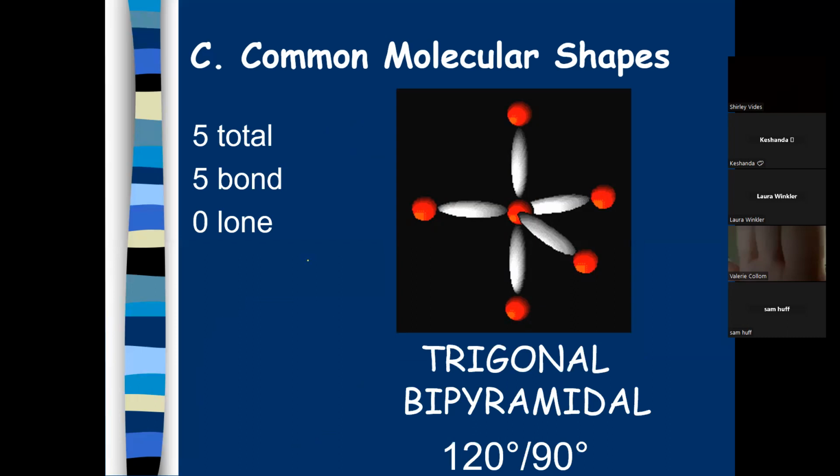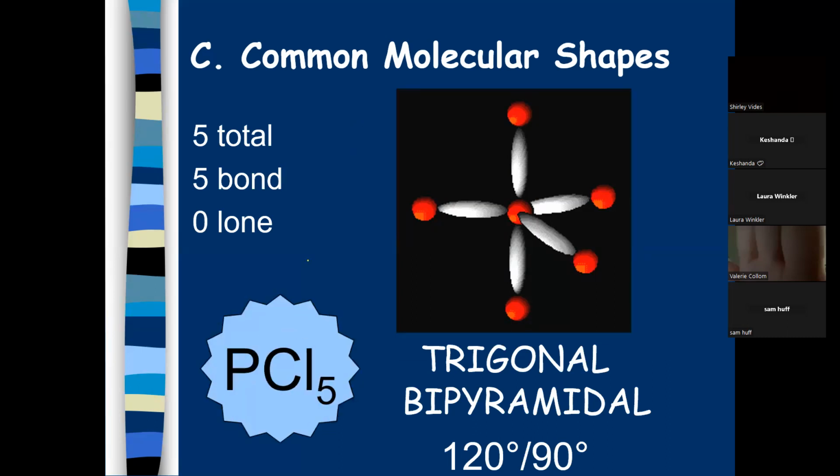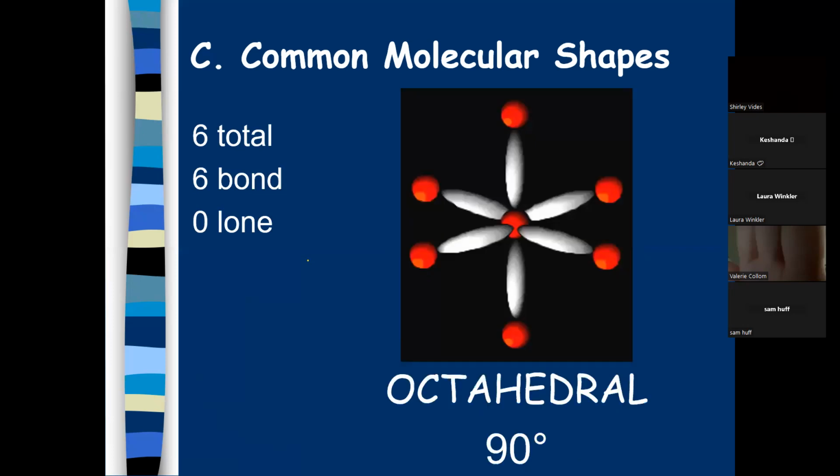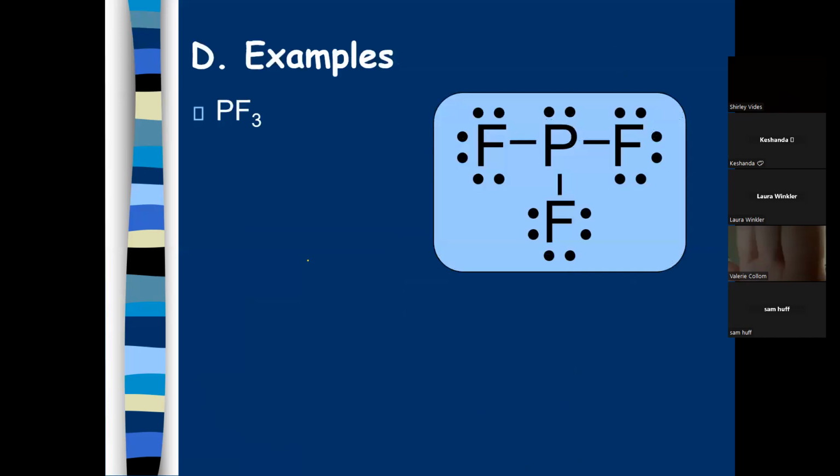The angle is 120 and 90. 90 in the middle to the upper things and 120 in the middle. And PCl5 is an example. Then there's this guy, which is known as an octahedron. And it's 90 degrees all the way through. And an example is SF6. And now let's look at this guy.